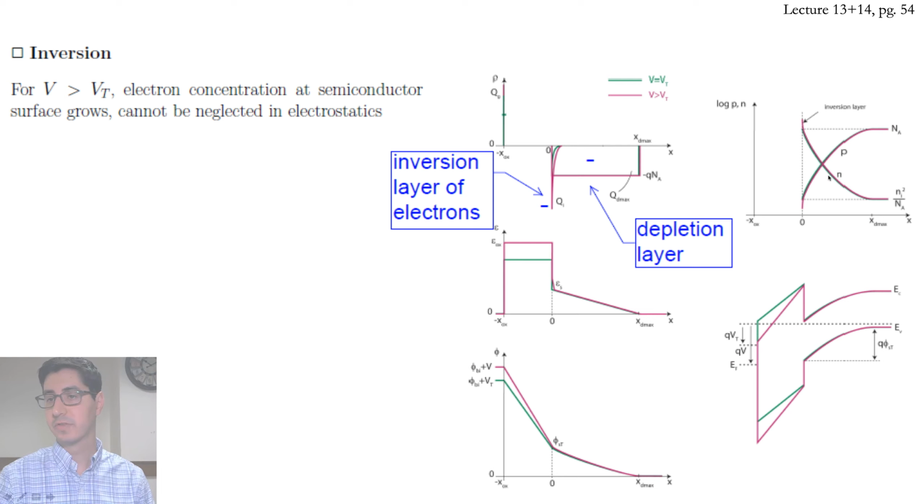And here's what it looks like as we go to a more positive bias past threshold. I'm getting a very large inversion charge concentration right at the surface. I have a larger total amount of charge in my semiconductor, and I drop a larger amount of my potential across the oxide.